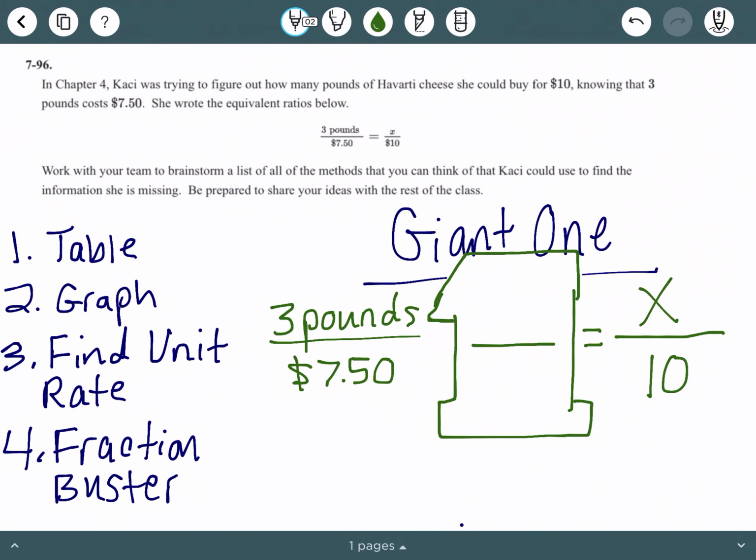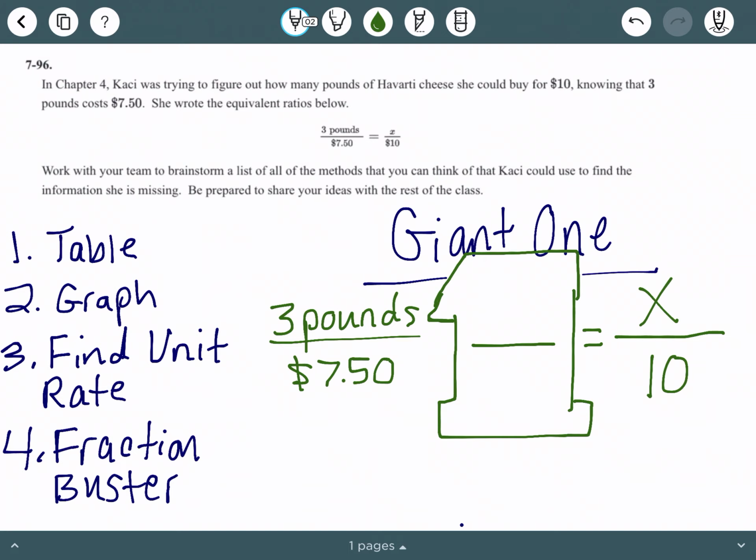796. In Chapter 4, Casey was trying to figure out how many pounds of Havarti cheese she could buy for $10, knowing that 3 pounds cost $7.50. She wrote the equivalent ratios below. So 3 pounds over $7.50 equals x over 10.